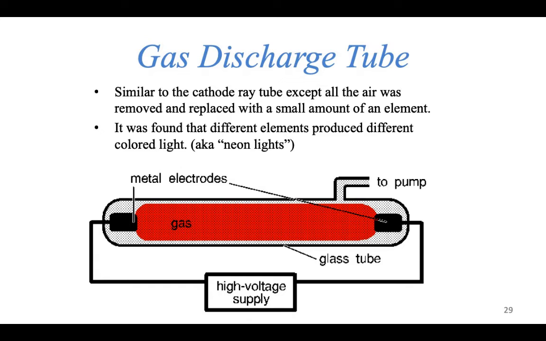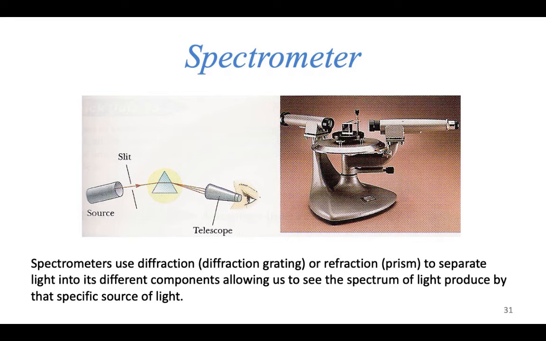It was then discovered that if you take the light from a gas discharge tube and pass it through a prism, it doesn't produce all the colors of a rainbow, but instead it produces lines of different colored light at different wavelengths. A spectrometer is an instrument used to separate light and visualize the spectrum. For example, sunlight would produce all the colors of the rainbow, while a gas discharge tube would produce a line spectrum.